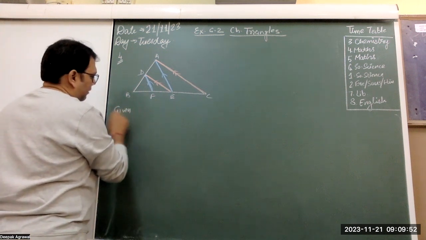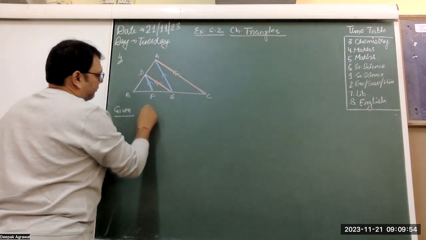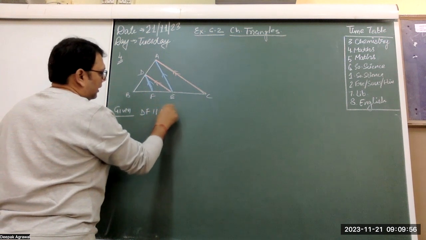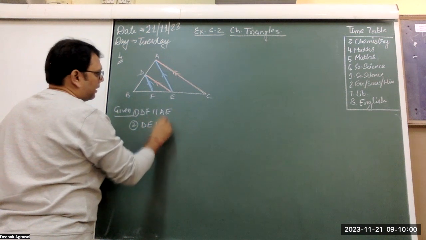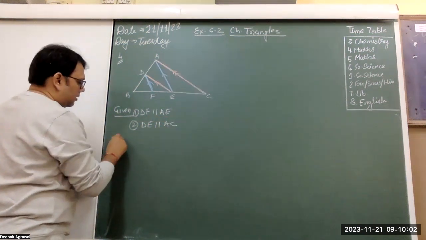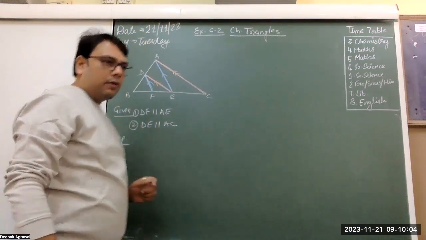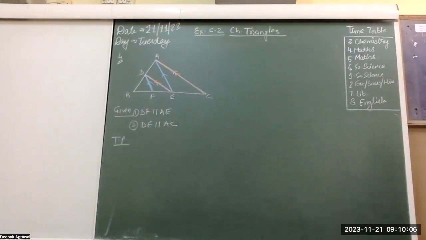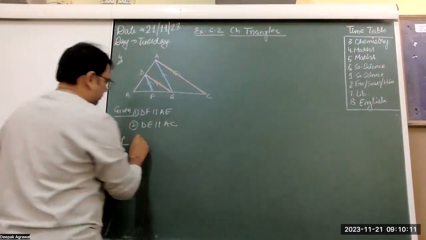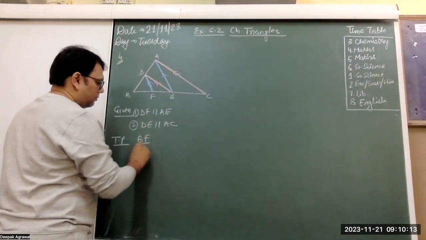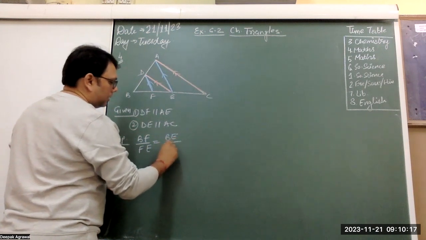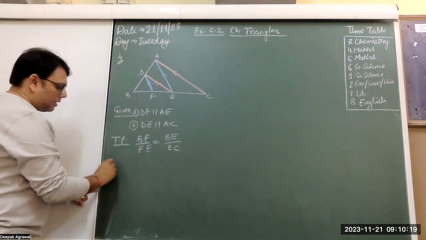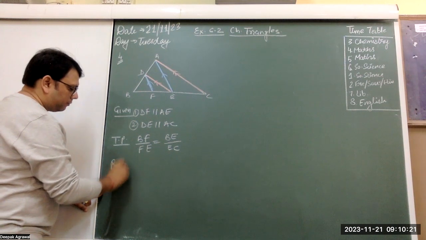So first of all, given DF is parallel to AE, and second, DE is parallel to AC. To prove BF upon FE is equals to BE upon EC. There is no construction, directly the proof.